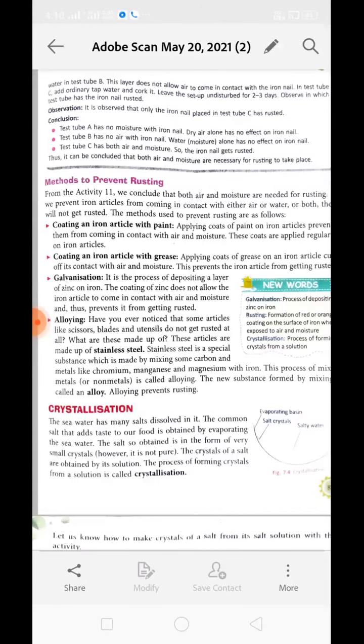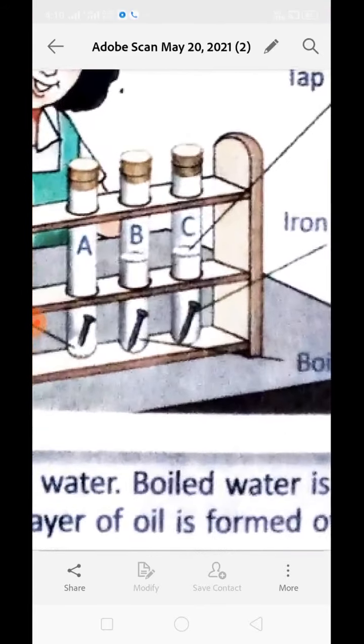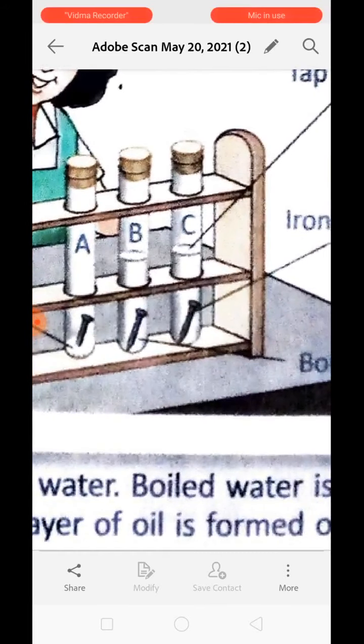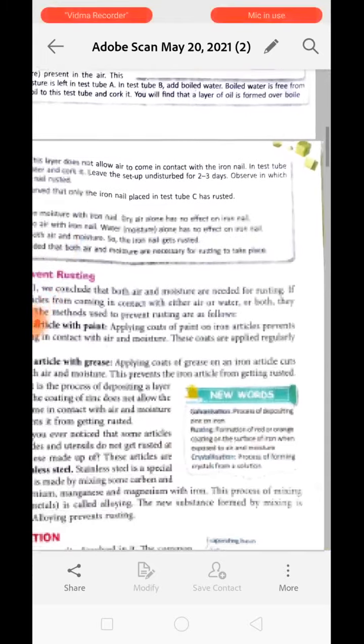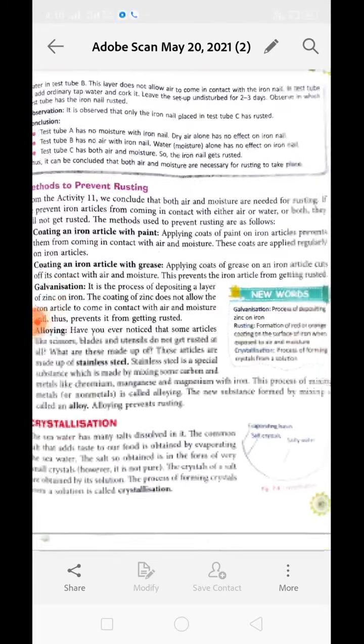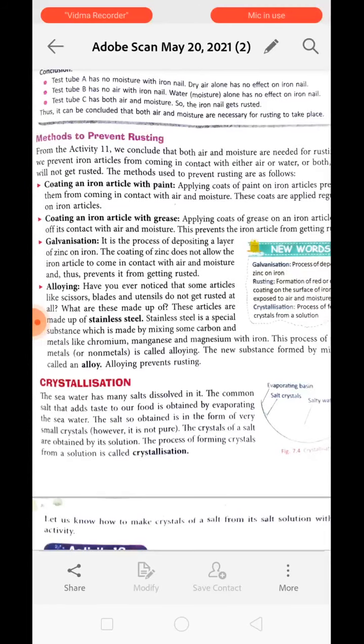Now see, next is the methods to prevent rusting. We already know that only when iron comes in contact with moisture and air can it get rusted. So to stop this rusting process, we need to cut the supply of oxygen or moisture to the iron. To prevent rusting, we have 4 methods over here. The first one is coating an iron article with paint.